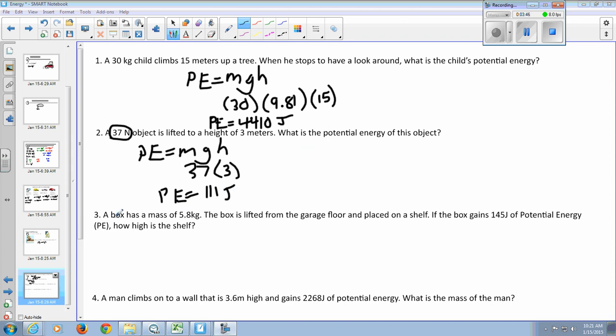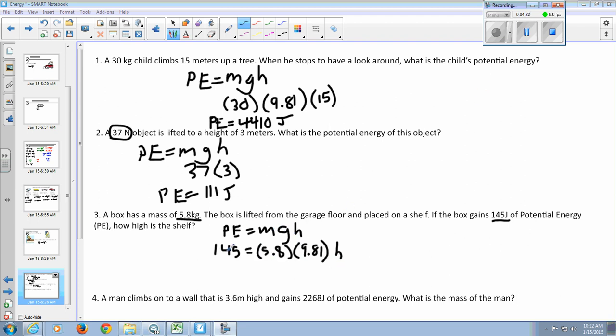3, you have a box with a mass of 5.8 kilograms. The box is lifted from the garage floor and placed on a shelf. The box gains 145 joules of potential energy. We want to know how high is the shelf. This is just slightly different where they give you the potential energy. Now we just want to calculate what the height is. Well, use the same formula. Potential energy equals mgh. Plug in what you have. We have potential energy, we have mass, we know gravity, solve for height.